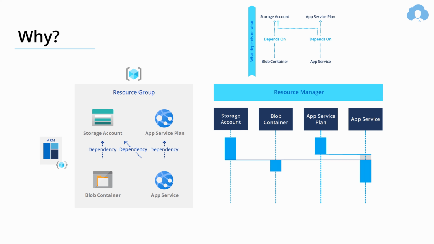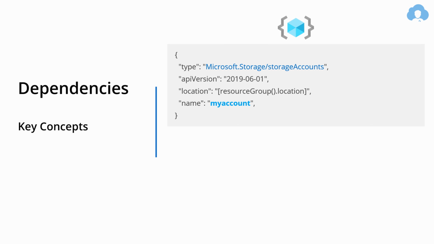So it is pretty much a critical element of every ARM template to properly define depends on blocks for your resources. Now that we know why you would use it, let's talk about how you actually code it in the ARM templates itself. First of all, let's talk dependencies.